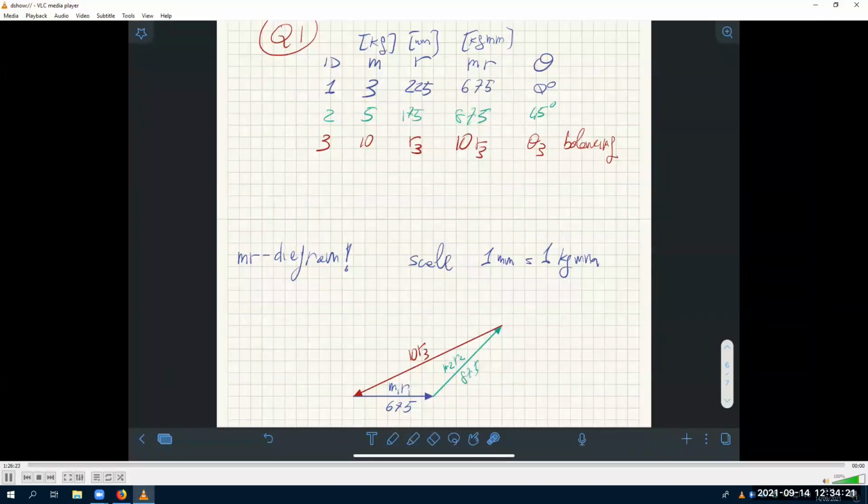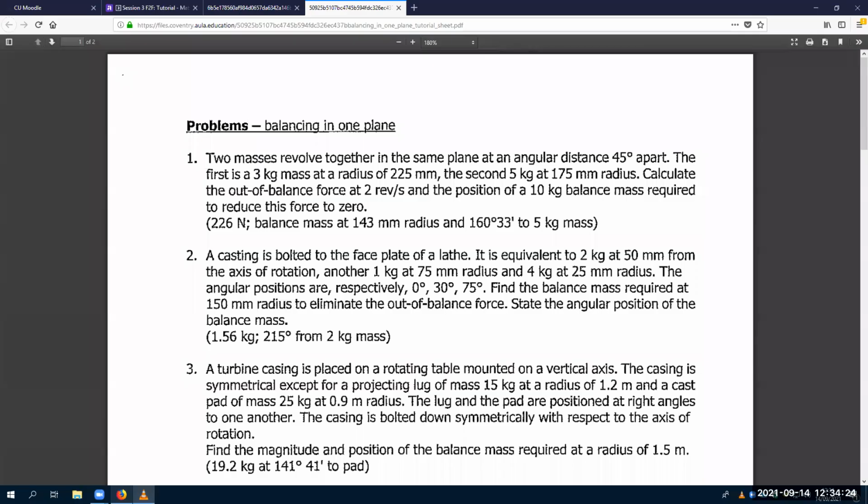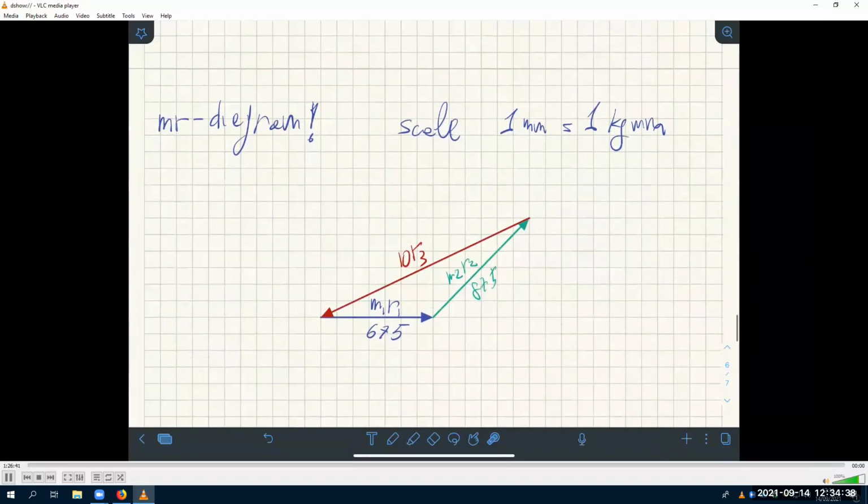And now, can we have the result? Let's look at the result. The result says 143 times 10, so this should be 1430. If you draw this to scale, this will measure up as 1430 kilogram millimeters. But now you know that this is also equal to M3R3. So how much is R3? Well, if M3R3 is 1430, then R3 is 1430 divided by 10. Agreed?